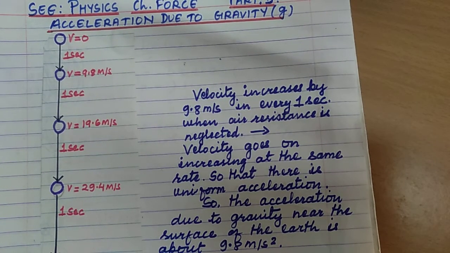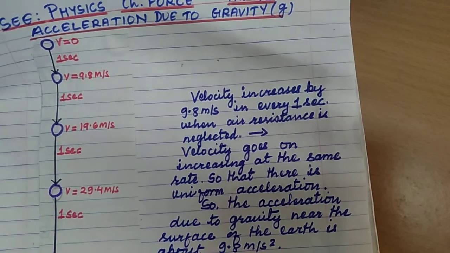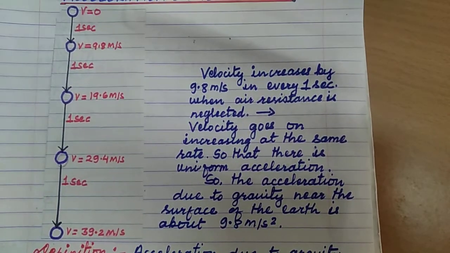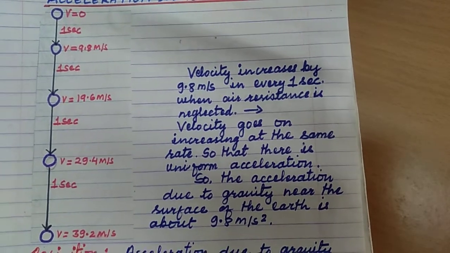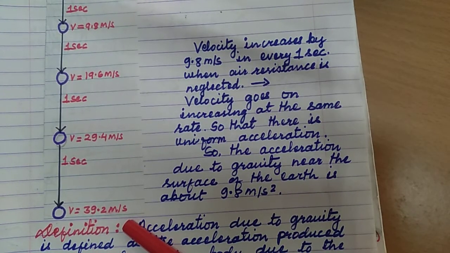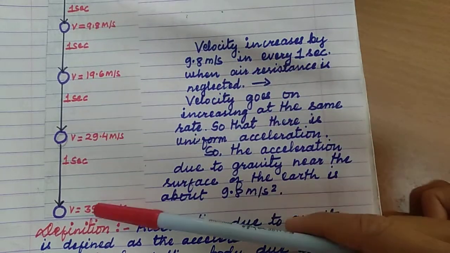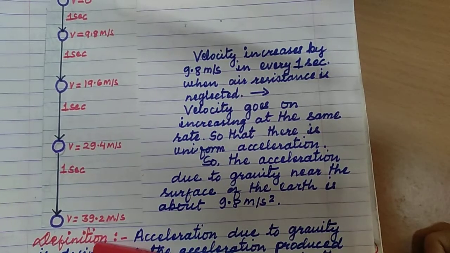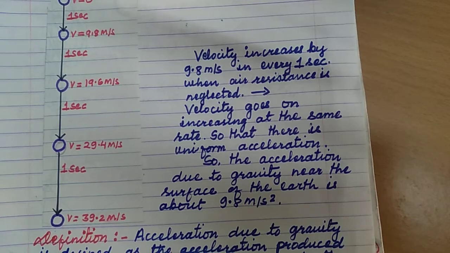Now you see the velocity has increased at a uniform rate, in a uniform manner, 9.8 meter per second, 9.8 meter per second. That is why it is uniform acceleration, because velocity is increasing at a uniform rate. Now you see the velocity of a falling body is increasing as it falls downward. When the stone is going to touch the ground, at this time its velocity is maximum, because it has been increasing from start to end. So 39.2 meter per second is the maximum velocity.